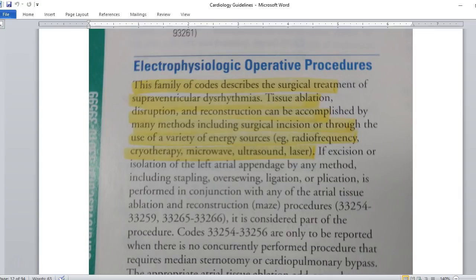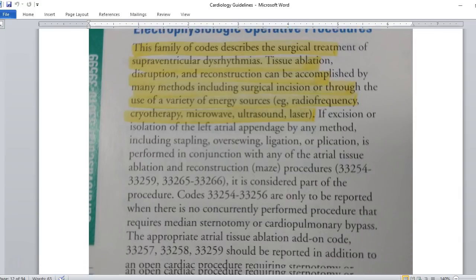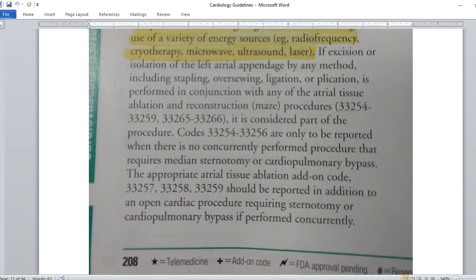Now, what we're going to see here is with or without cardiopulmonary bypass. So what we're looking at here is what are we doing, and is it considered limited or extensive? So it tells us that the excision or isolation of the left atrial appendage by any method includes stapling, oversewing, ligation, or application is performed in conjunction with the atrial tissue ablation or reconstructive procedures. It is considered part of the procedure. So again, we have to know what's included in these codes.